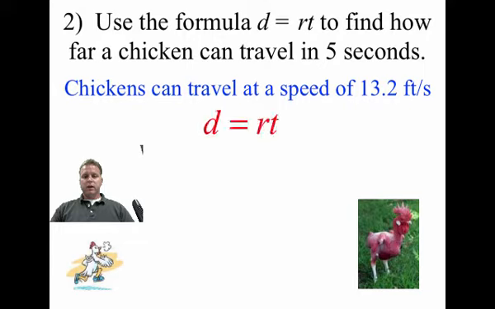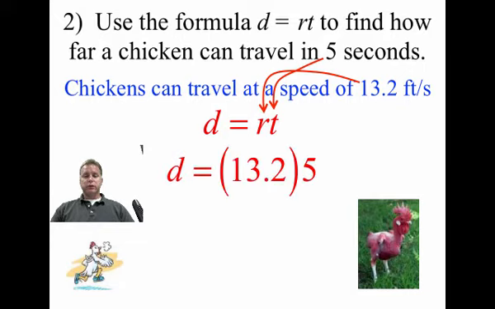Okay, so again we're using our formula D equals R times T. We know the speed. We know how long it's going to travel, 5 seconds. We just need to figure out the distance. So we're going to do 13.2 times 5, which means that in 5 seconds, a chicken can travel 66 feet. Not quite as fast as a wildebeest, but still moving pretty fast. Have you ever tried catching a chicken? They're quick little suckers.